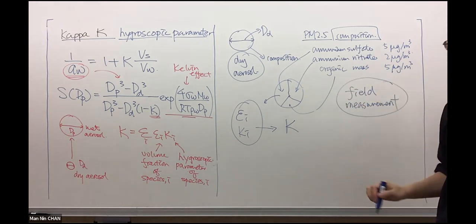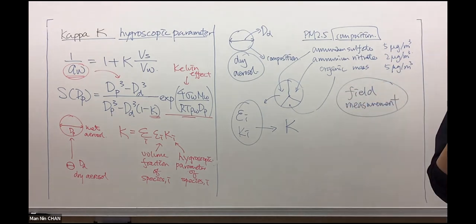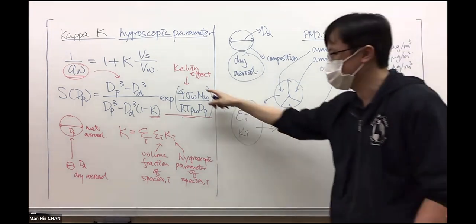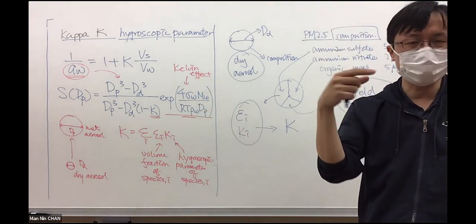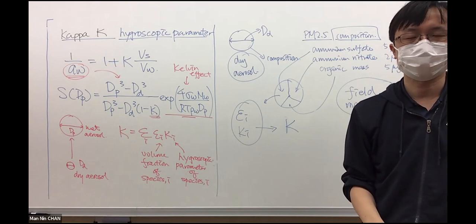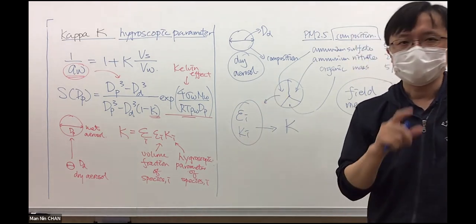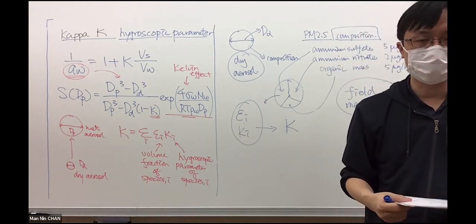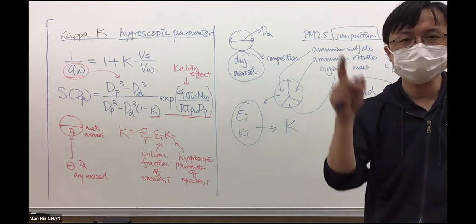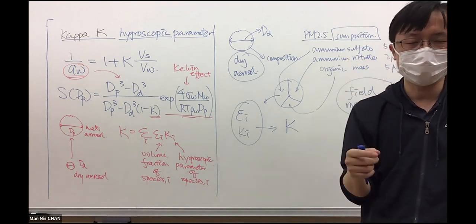So the kappa is somehow we can apply the field measurement data into some equation and then to calculate the aerosol cloud activation. Okay, so this is one thing. And also for those, you run the model. So also in your air quality model or your climate model, right?